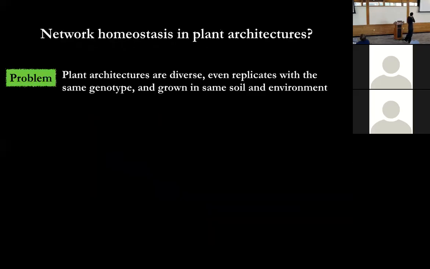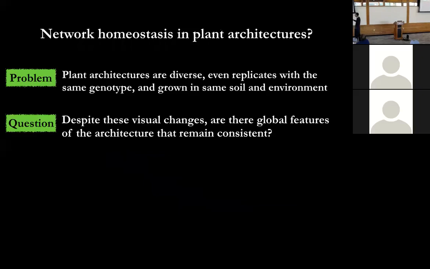Okay, and so the problem here again is that, just looking visually, there's a lot of diversity in these architectures, even in replicates that we were growing with the same genetic background, in the same soil batch, in the same environment, scanned at the exact same time. And some of this is natural and stochastic, but the question is, despite these changes, are there features maybe at a higher level that nonetheless remain consistent in this plant?